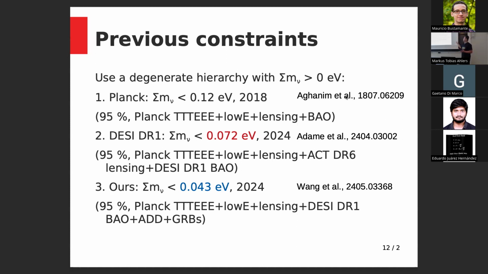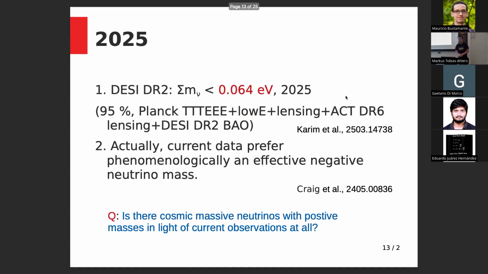I think everyone can see very clearly here. This bound is in strong tension with the terrestrial experiments. And this year, DESI DR2 gave us a tighter bound of 0.064 eV. DR2 has a great improvement in its measurements of BAO. Actually, current data prefer a phenomenologically effective negative neutrino mass. I think it's chaos. It's a little bit messy in this field.